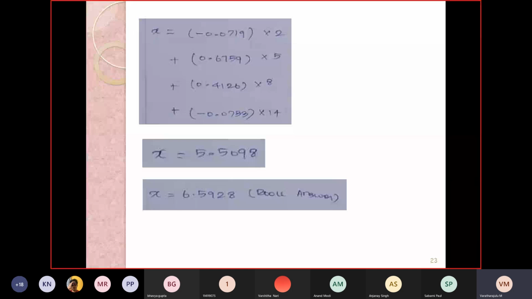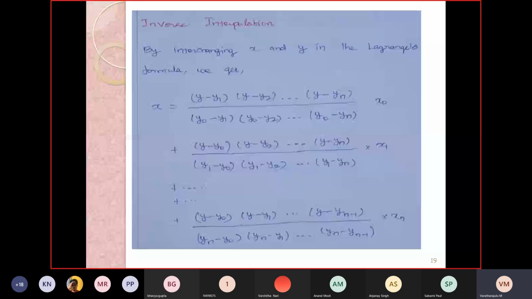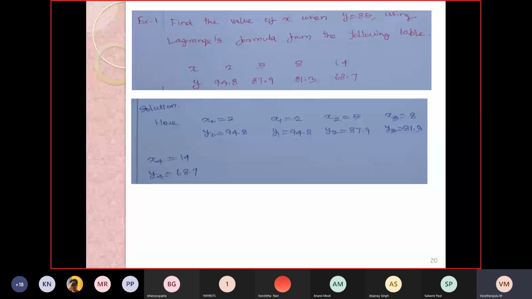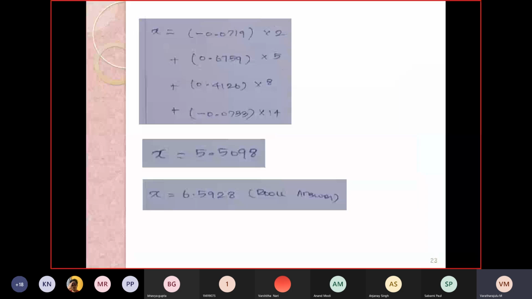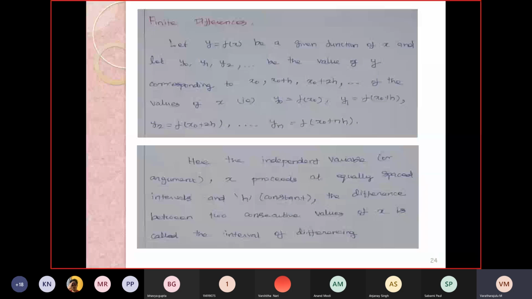Okay. Do you have any doubts over the Lagrange's interpolation, whether it is interpolation or it may be the inverse interpolation? If you don't have any doubt, then we'll have a visit over Newton's forward interpolation, and be aware that Newton's forward or backward interpolation will assist us to find the intermediate value when we have a uniform difference.